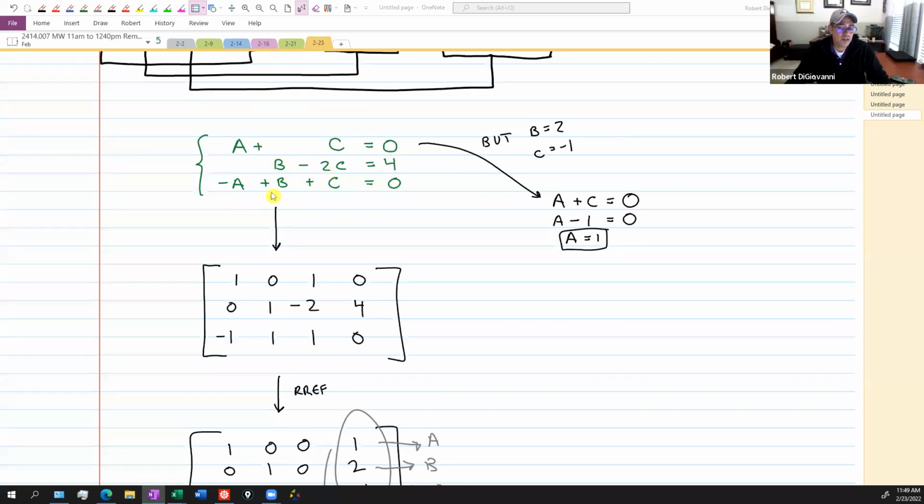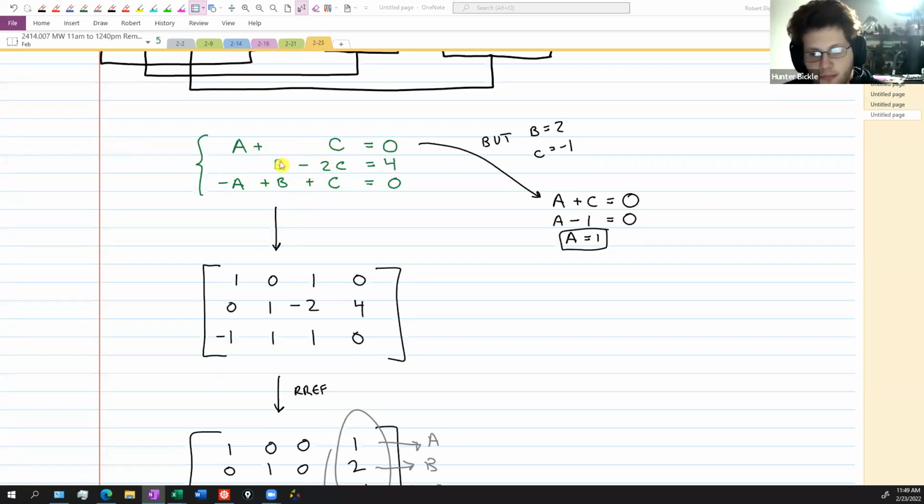See, this system is actually pretty simple, right? This is not a complicated system because there's a lot of missing stuff. This one's missing a B. This one's missing an A. It makes it easy to solve. But if there's A's, B's, and C's in all of them, it's going to take you a crazy while. It's going to take you a while to solve the system using elimination.